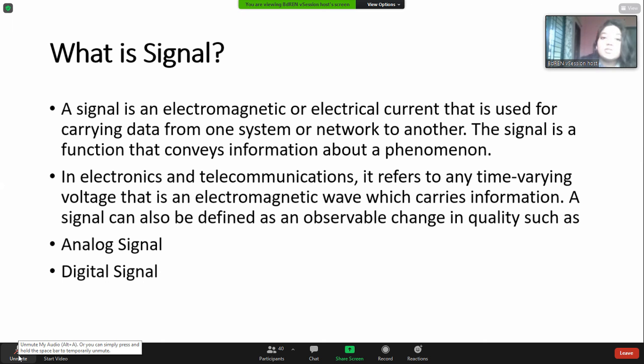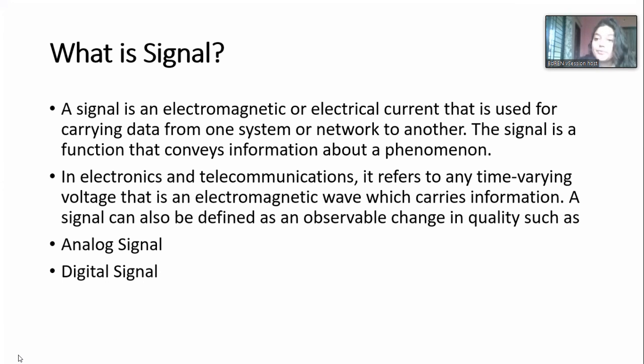Okay, so signals are of two types: digital signal and analog signal. Let us see. In electronics and telecommunications, it refers to any time varying voltage that is an electromagnetic wave. So now the question may come, what is an electromagnetic wave? Already you read it in your physics subject. You read it already, electromagnetic.